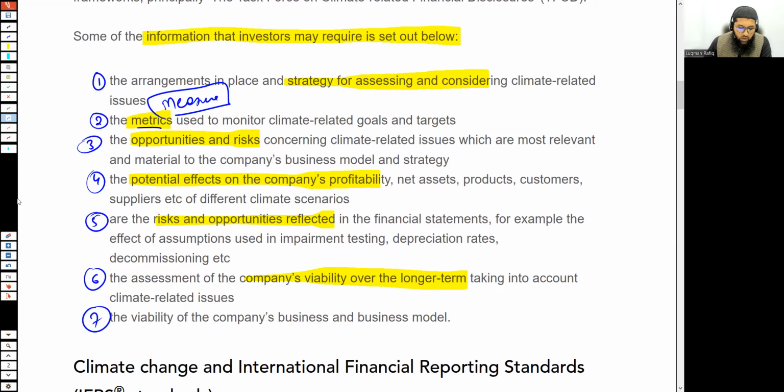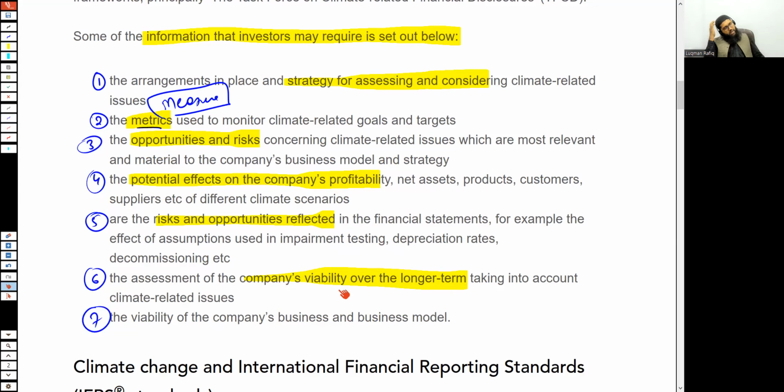Plus, what are the opportunities that would arise to the entity if climatic change has an impact on its operations, and what are the risks that it is going to be facing? Plus, what could be the impact on its profitability, on its assets, on its cash flows, etc., plus the company's viability over the longer term. These are the things that the investor would be interested in.